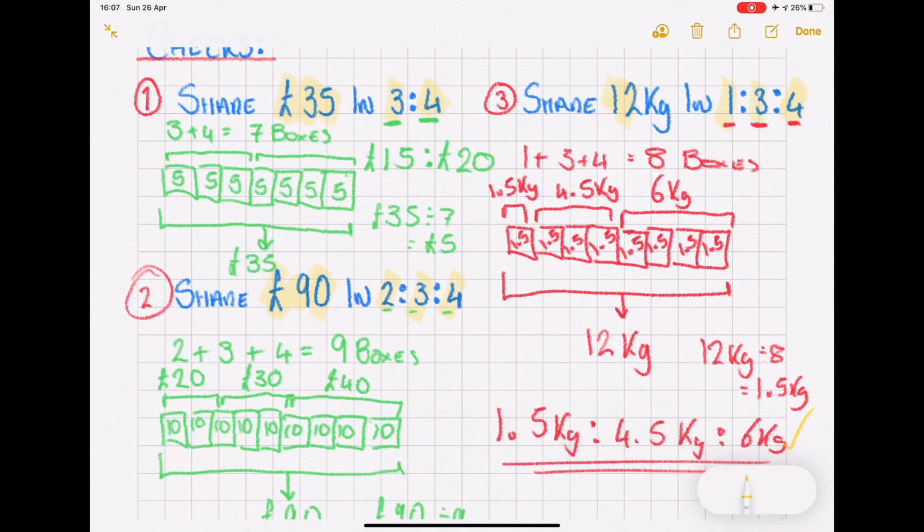If you got that, fantastic. Give that some ticks there. Okay, well done. So if you managed to get all those, that's absolutely fantastic.